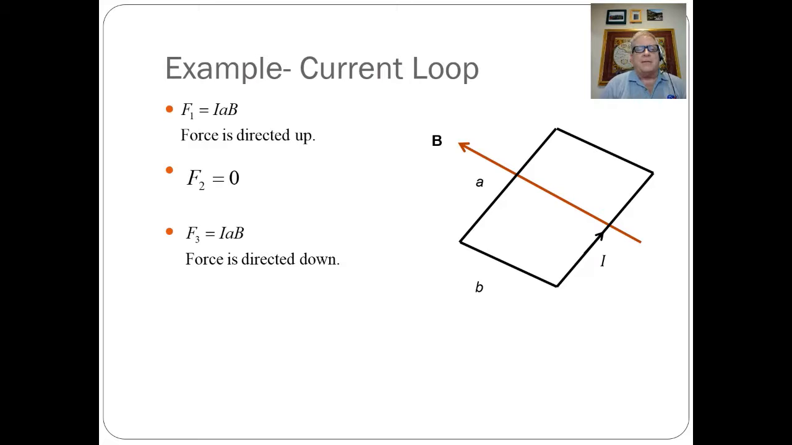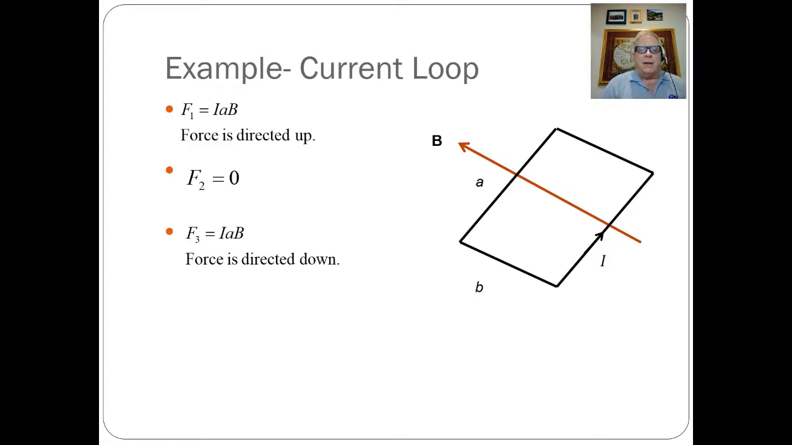And let's consider the direction of those two forces. So on the one side, to the right of our diagram here, if your current is going up in the direction that the arrow is pointing for I, and your magnetic field is going kind of across the rectangle, that's your B, then IL cross B would give you a force that points up.